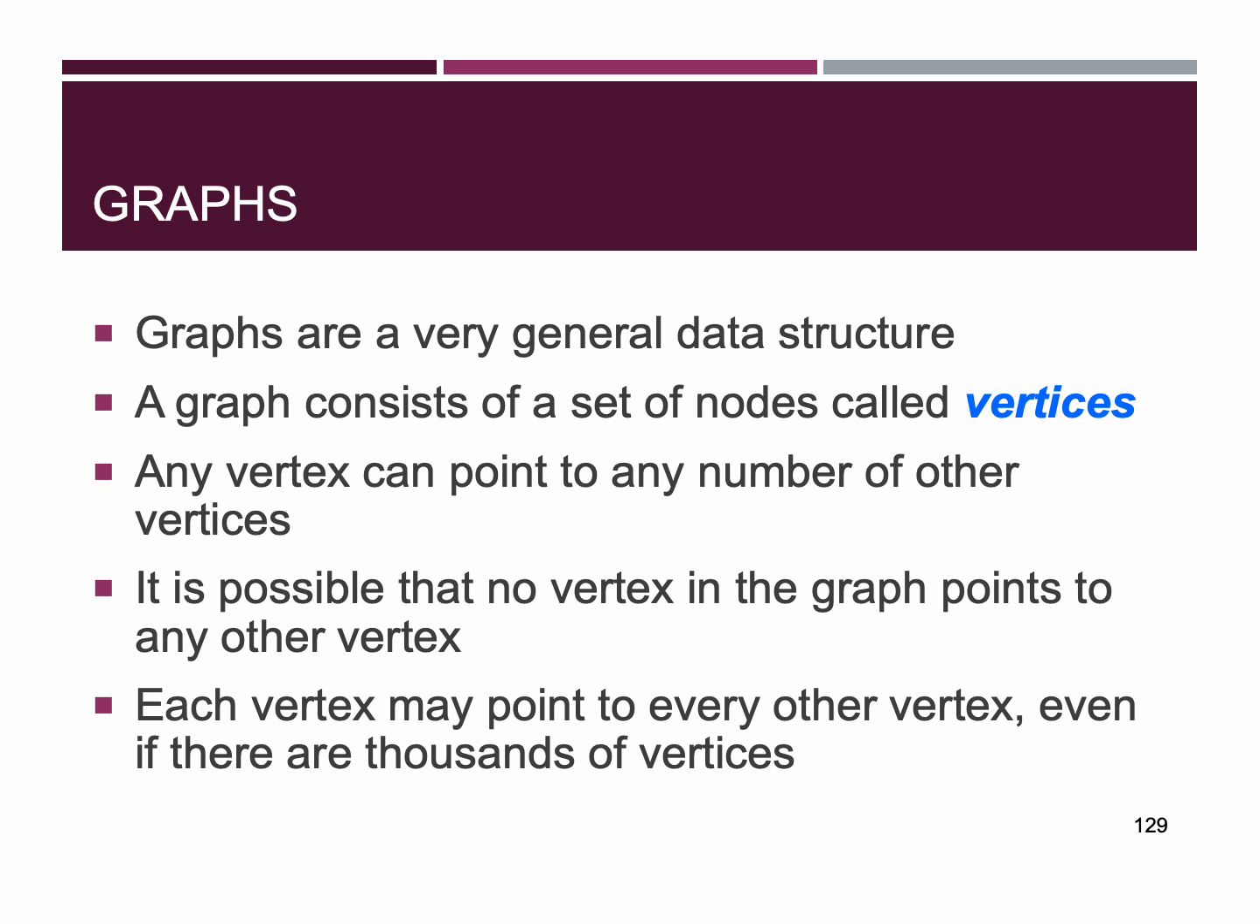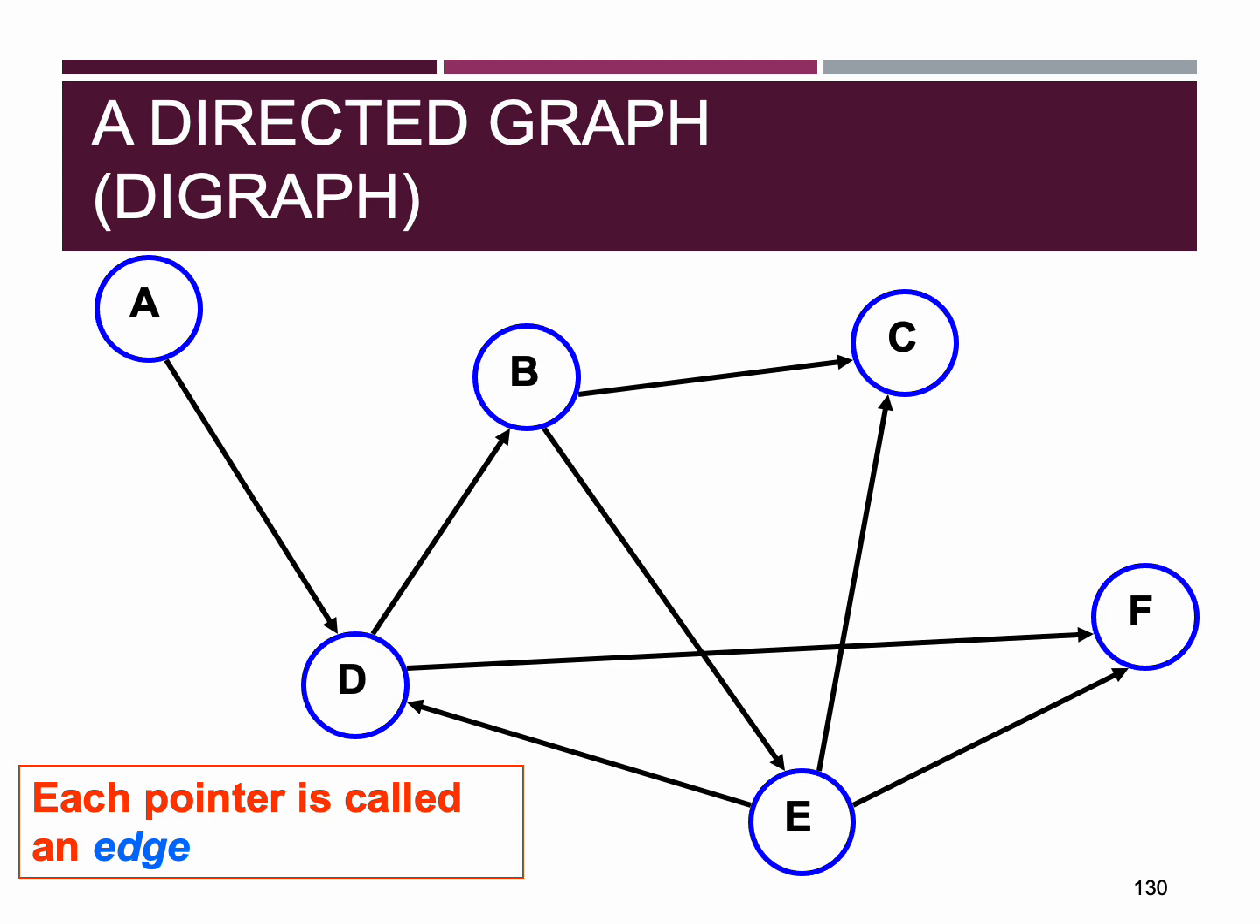Here, each vertex may point to every other vertex, even if there are thousands of vertices. Okay, now let's see the example. This is a directed graph. A directed graph means there is a direction, showing which node is pointing to which node. Each pointer is called an edge.